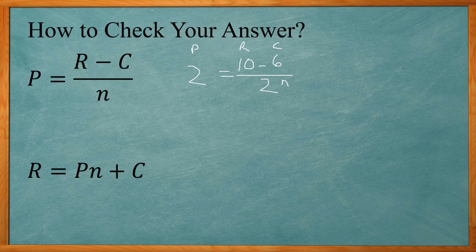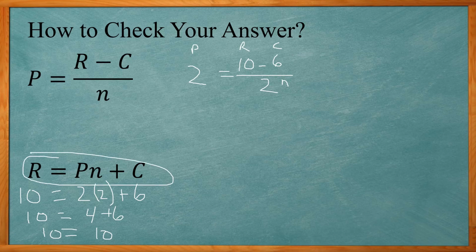Okay, so we had 10 for r. P was 2. N was 2. And C was 6. So 10 equals 2 times 2 is 4, plus 6, and 4 plus 6 is 10. So both sides work out, so our answer is correct. Now if it came out with a different number, then somewhere along the line we made a mistake. But here, both sides came out to the same number, so we know our resulting equation is correct.